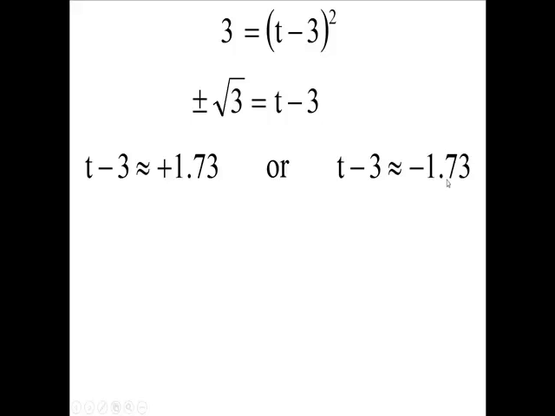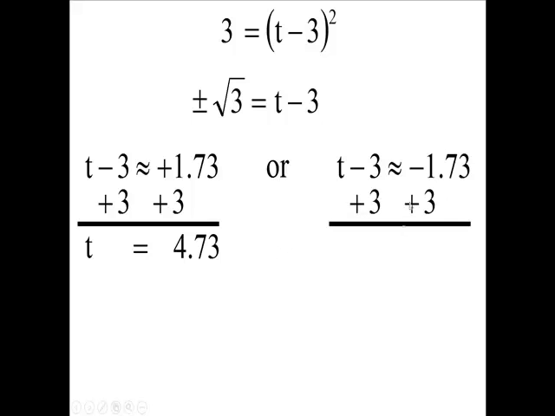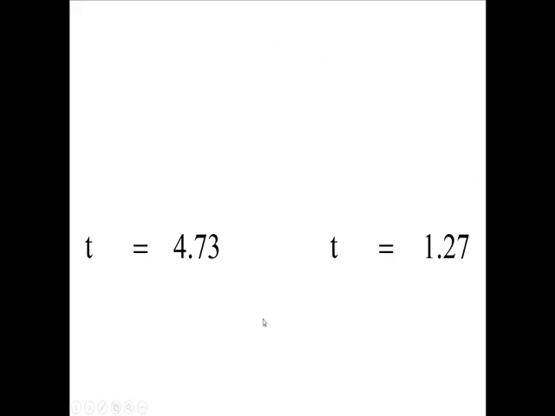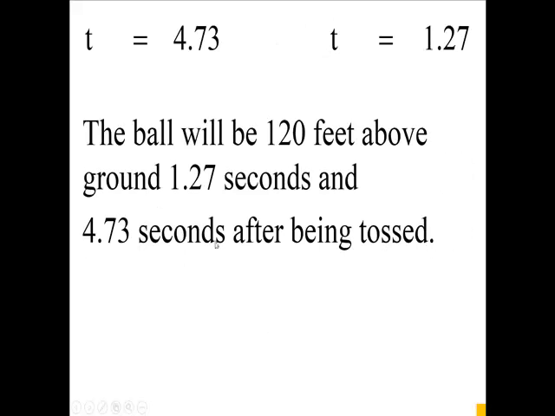The negative square root of 3 is right here. Round it off, okay? Now we're going to add 3 to this. And we're going to get t is about 4.73. Or add 3 here. You're going to get t is about, and if you have $3, and you spend $1.73 of it, you have $1.27 left. Okay, so these are my two times, and that means the ball will be 120 feet above the ground at 1.27 seconds and at 4.73 seconds.